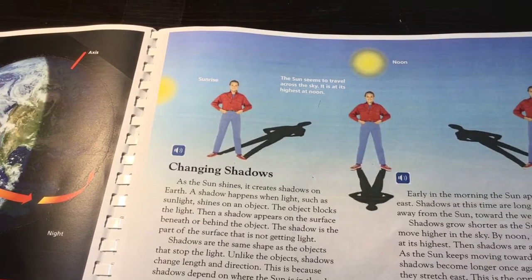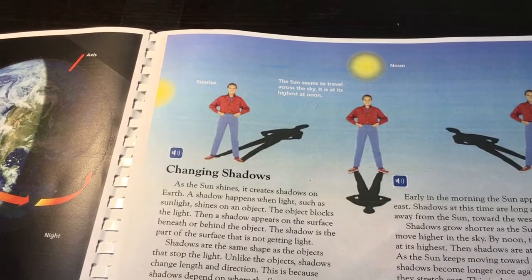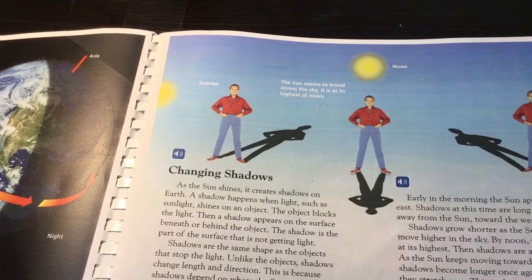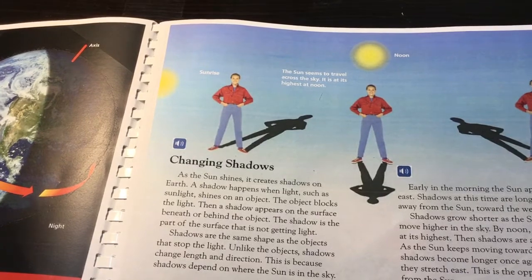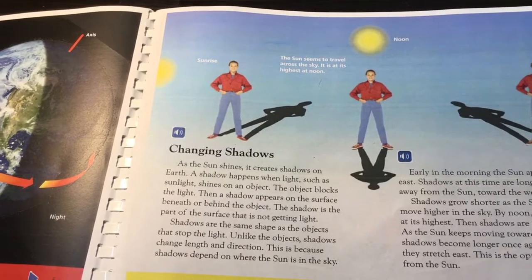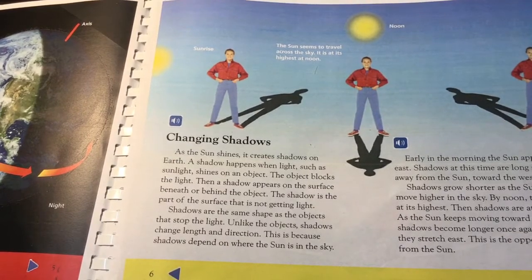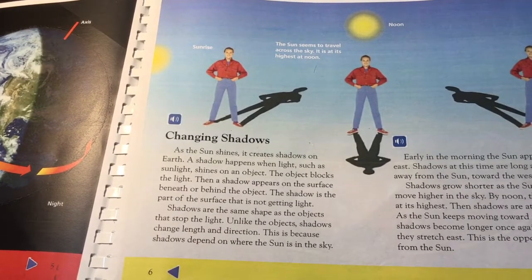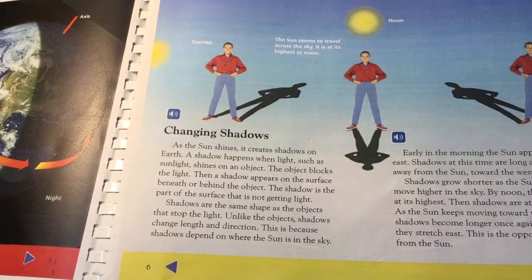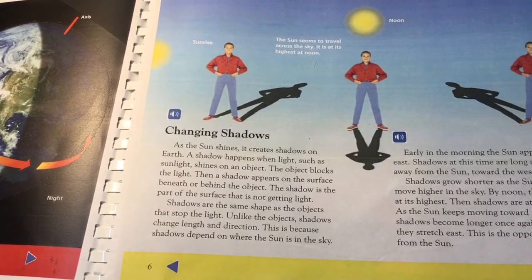Shadows are the same shapes as the objects that stop the light. Unlike the objects, shadows change length and direction. This is because shadows depend on where the sun is in the sky. Early in the morning, the sun appears in the east. Shadows at this time are long and stretch away from the sun, towards the west. Shadows grow shorter as the sun seems to move higher in the sky.